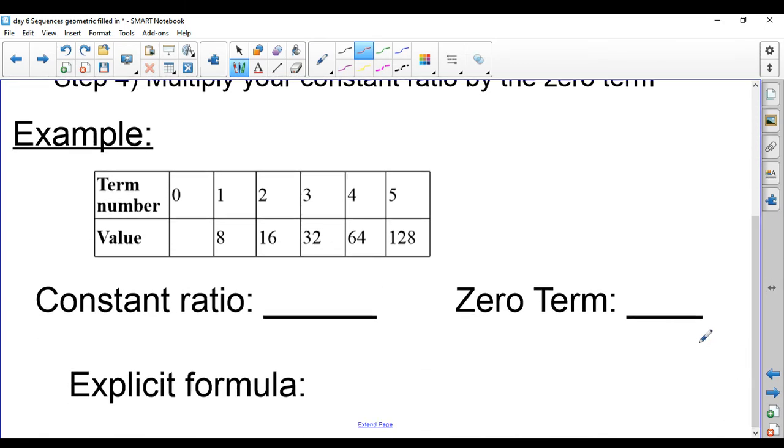For example, 8, 16, 32, 64, 128. If we divide a value by the one before it, we try this a couple times, we see that it is consistent. So this is a geometric sequence with a constant ratio of 2. So going forward, you multiply by 2 to get the next value. If we multiply by 2 going forward, then to go back to the zero term, we have to take the 8 and divide it by 2 to get the zero term of 4.